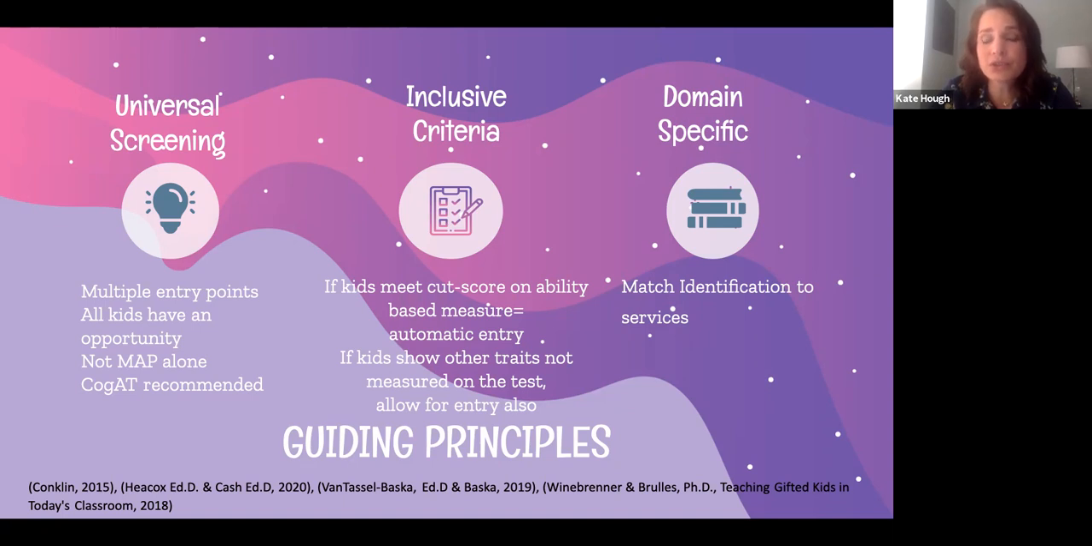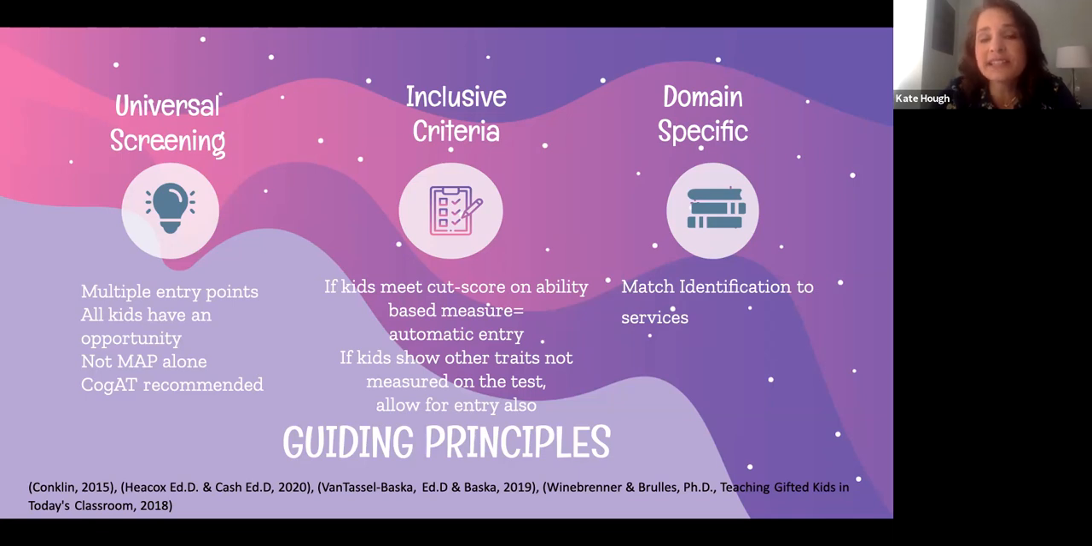So if a student scores high on an ability-based measure, it's really difficult to have a false positive for a high score. So if you have a high IQ score or a really high COGAT score, that child should probably have an automatic entry. Now, if you have a borderline score for a child on a COGAT or another ability-based measure, then considering MAP scores, achievement scores, portfolios, teacher and parent input would also be important.